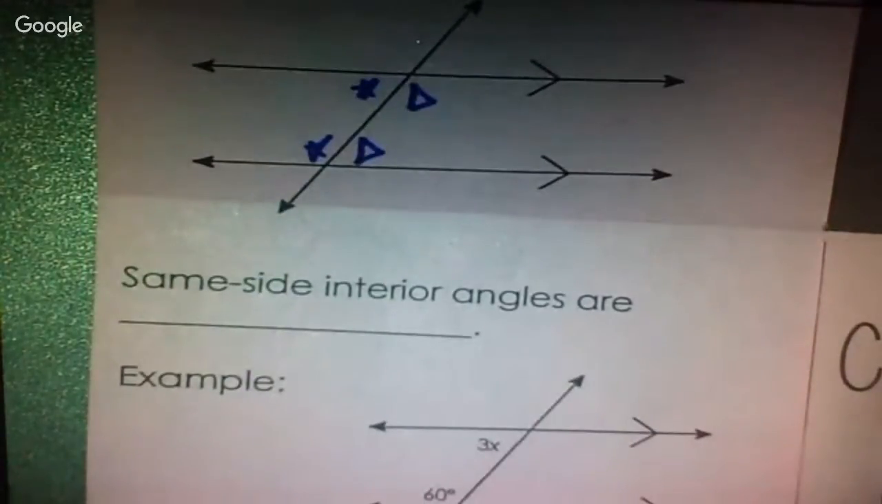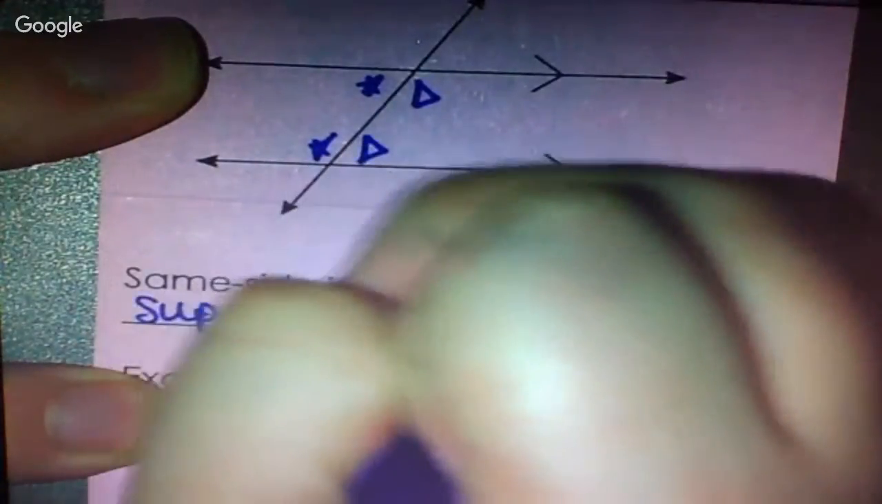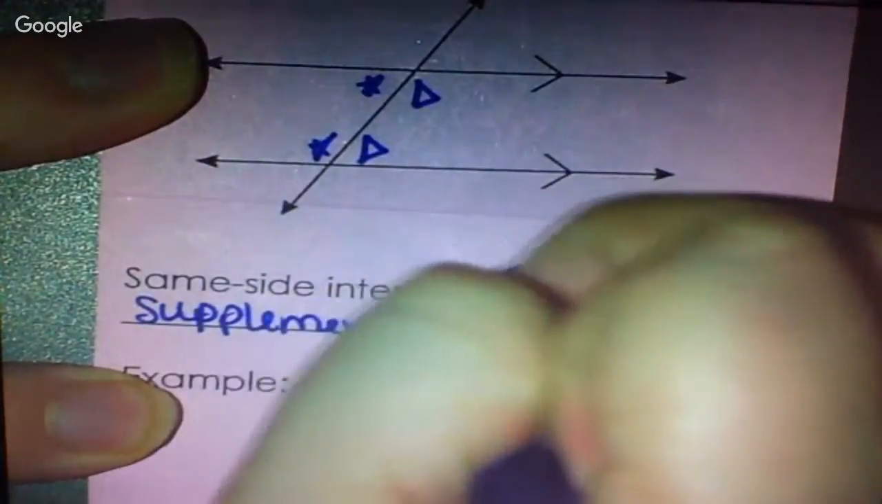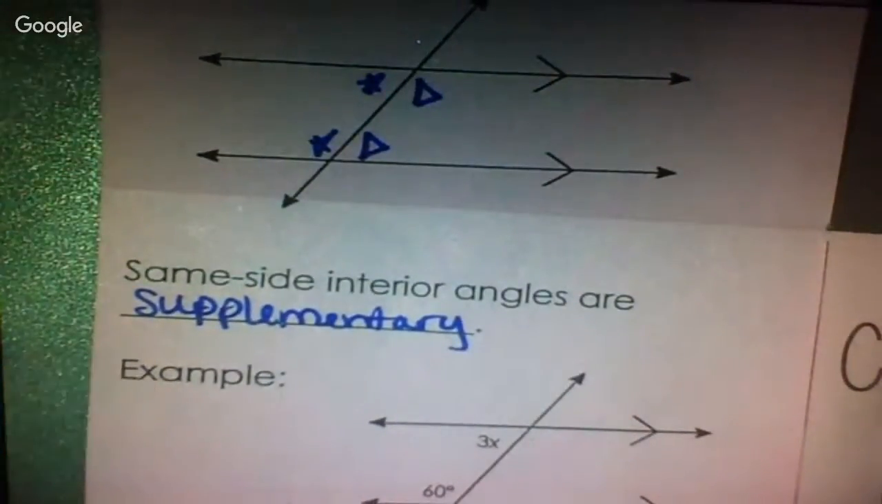And you just told me same side interior angles are supplementary. Wait, those symbols mean that those can be same side? The symbols that I used, yeah. I'm just showing that it's the two on the left that go together and the two on the right go together.